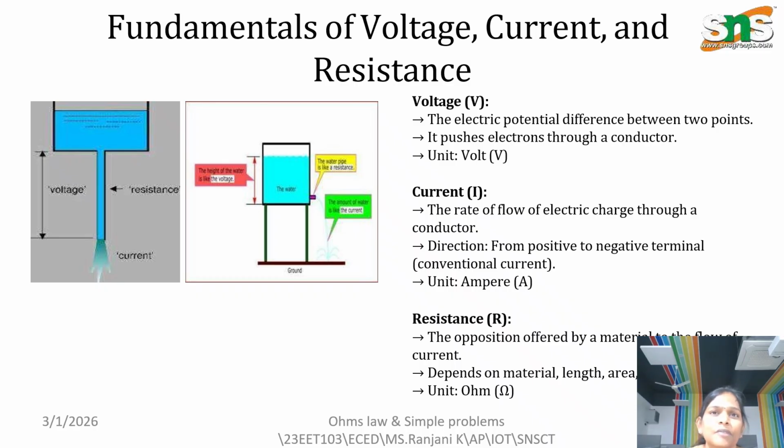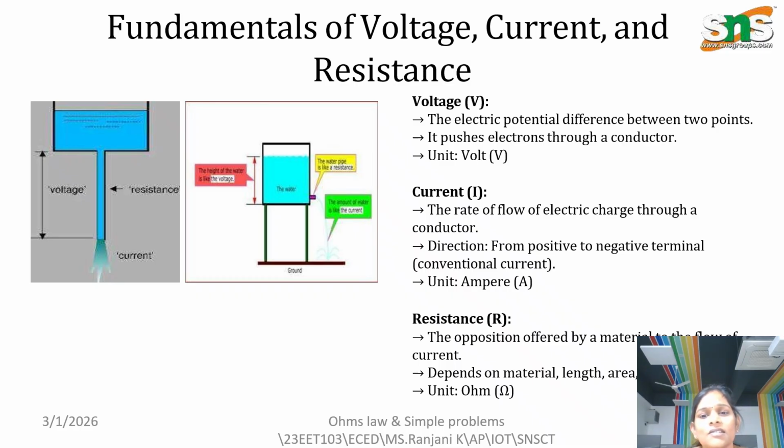Here, shall we revise the three basic terms: voltage, current, and resistance. Voltage is the electrical potential difference between two points and provides a driving force for electrons, and its unit is the volt, V. An example is pressure in a water pipe. Next is current. It is the rate of flow of electric charge, and conventional current flows from positive to negative, and the unit is ampere. An example is the amount of water flowing per second.